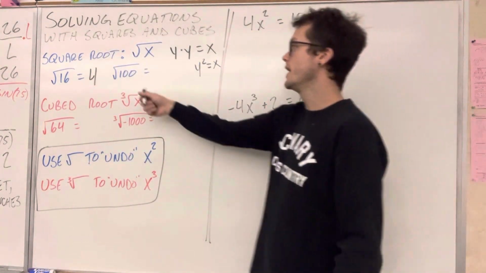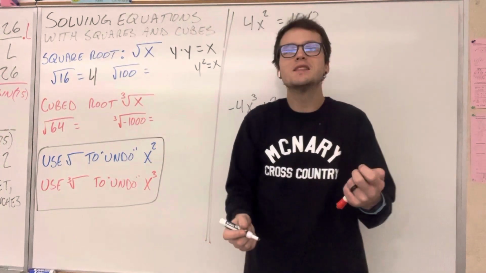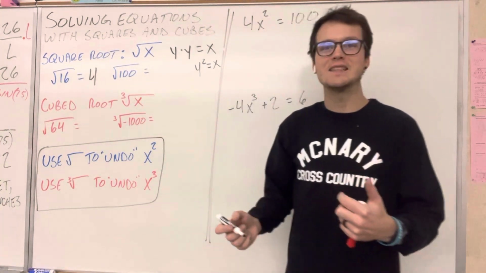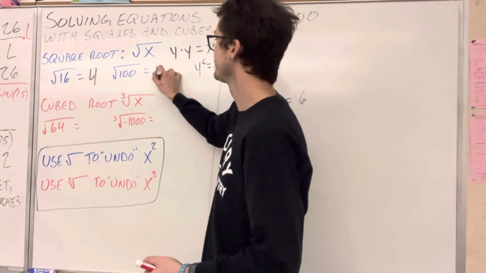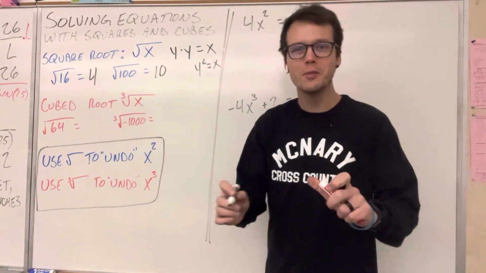Let's do another example of that. Square root of 100, what times itself equals 100? Well, in this case, it's 10. 10 times 10 is 100. So those should be pretty fresh in your mind.